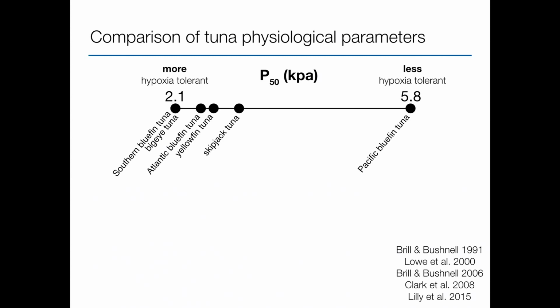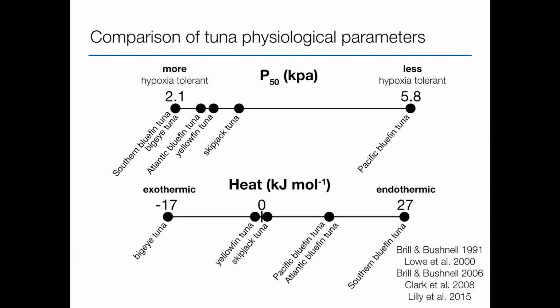So these are the physiological parameters for tuna. There's a cluster down here. Both southern bluefin and bigeye have the same hypoxia, or same P50, at acclimation temperatures. But all the other tuna species that were available in the literature have different P50s. And then also in terms of the heat of oxygenation, there's some variability. Bigeye tuna has a blood oxygen binding reaction that's exothermic. Southern bluefin has a blood oxygen binding reaction that's endothermic. And the skipjack and yellowfin have blood oxygen binding reactions that are independent of temperature.